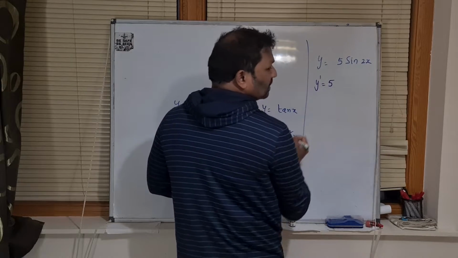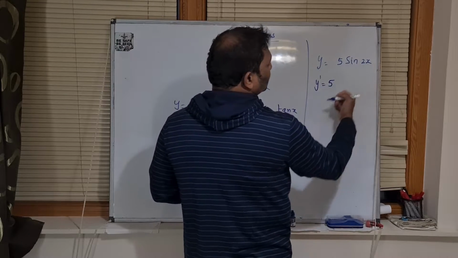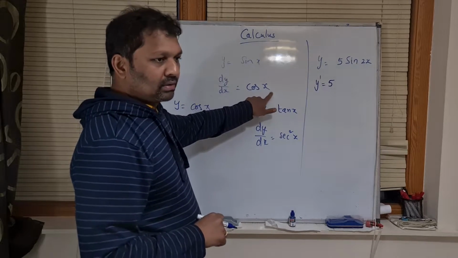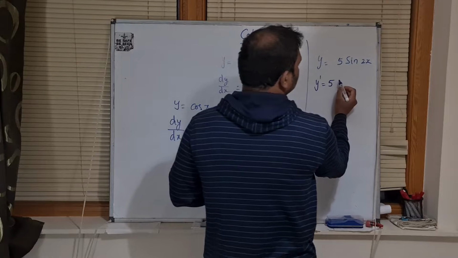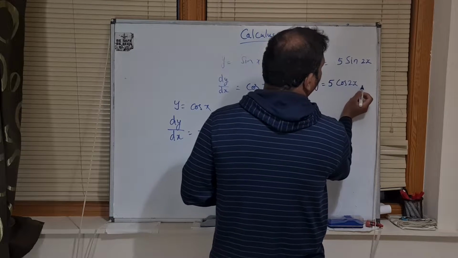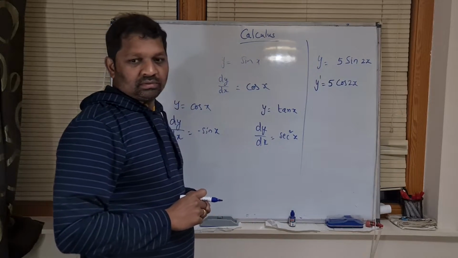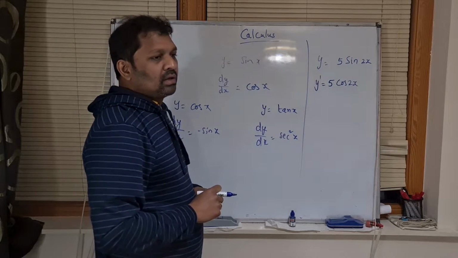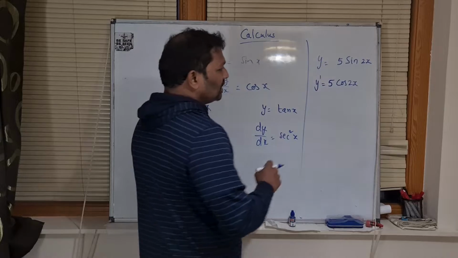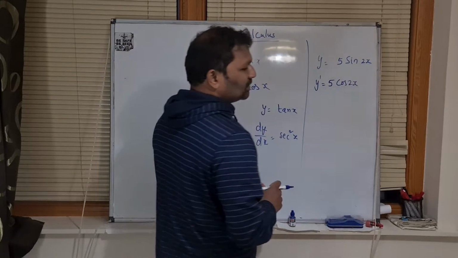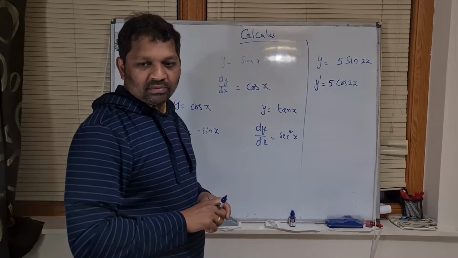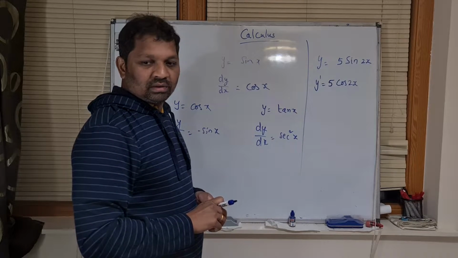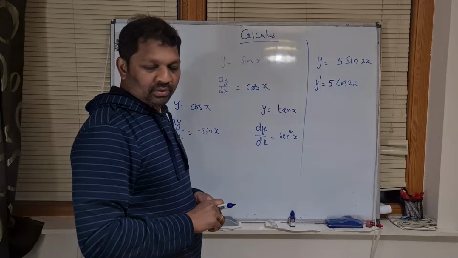And what is the differentiation of sin 2x? It is cos 2x. Is that all? Are we done? No, multiply by cos 2x and then differentiate the inner function. What's the inner function here? It is 2x.